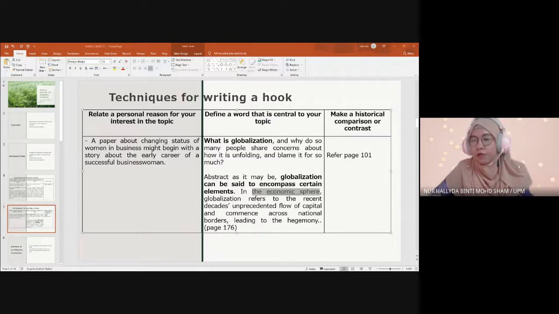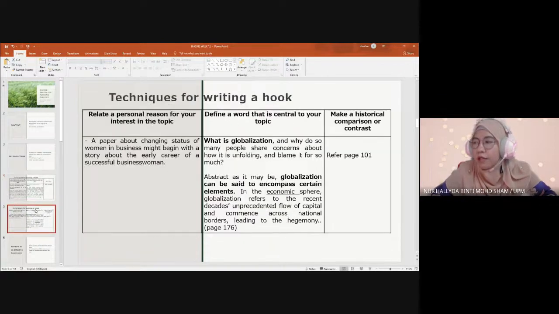All right, next one is on the conclusion. We have done the introduction part. I've shown you 6 types of techniques for writing a hook. So far, any question?